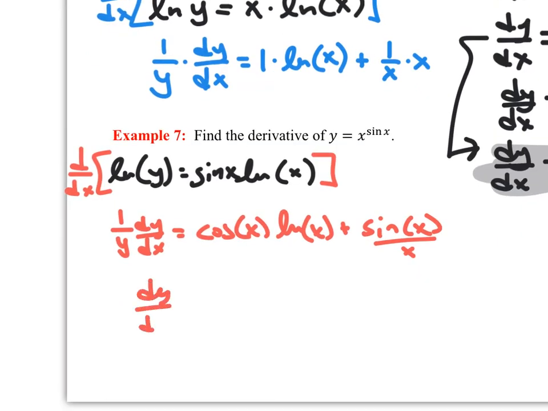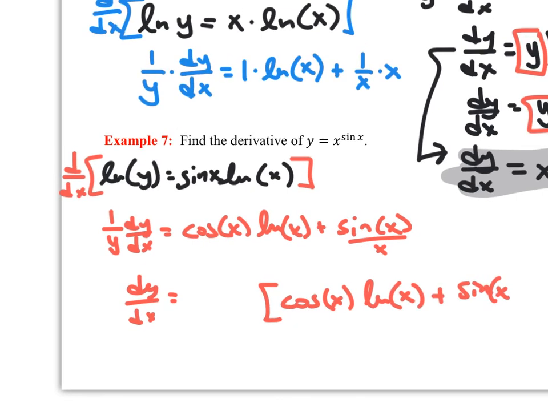And then I just do a little simplifying. Now I'm multiplying both of these terms by y. Oops, I'm going to need a little more space than that. So I'm going to leave cosine x natural log x plus sine x over x in this form, and I'm going to multiply them both by y. Well, what was y? Y equaled x to the power of sine x. And there's your derivative.